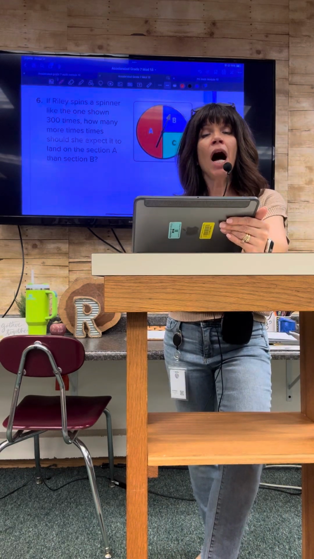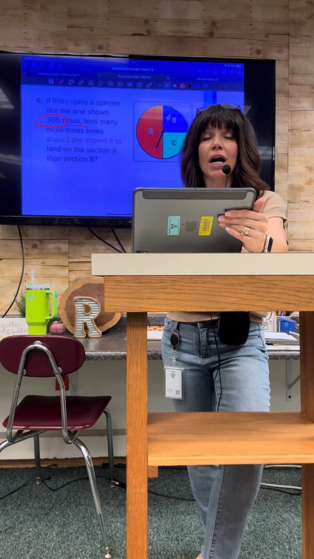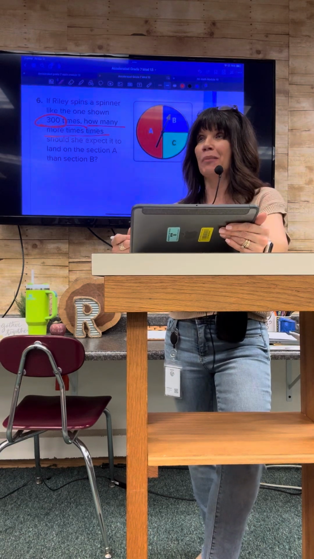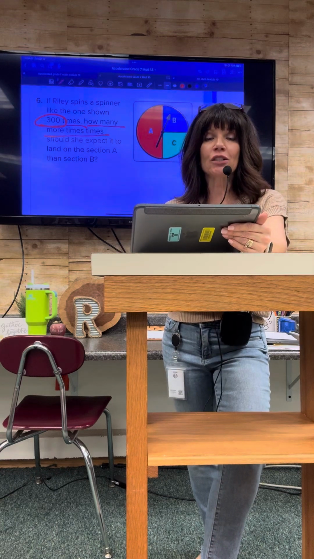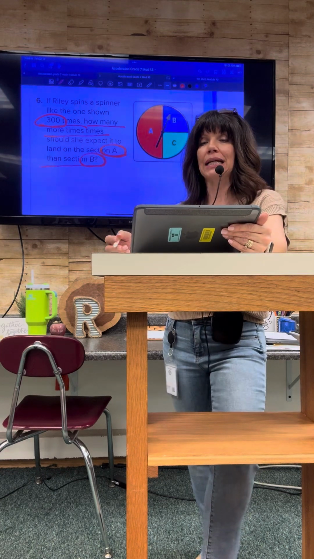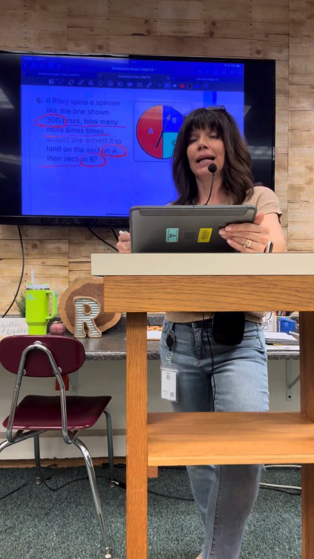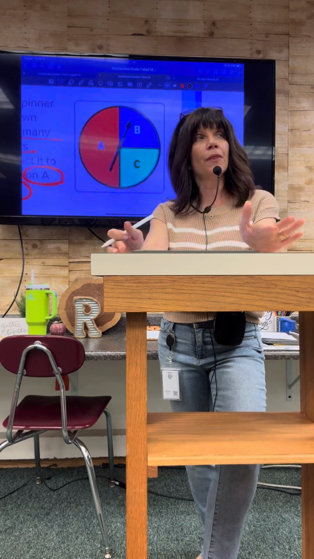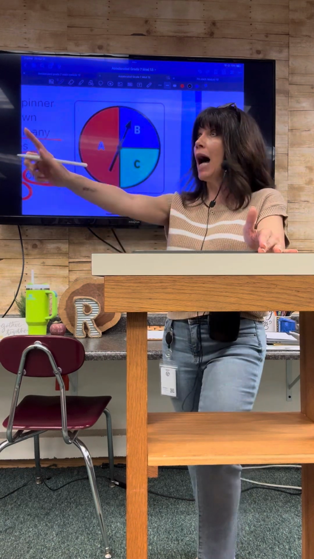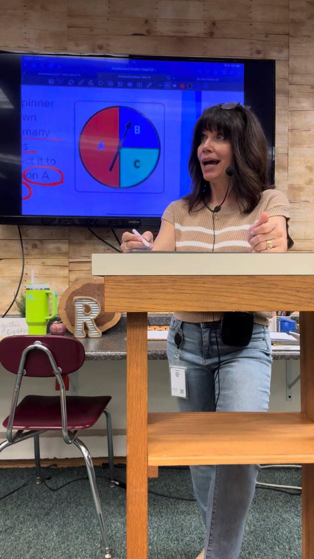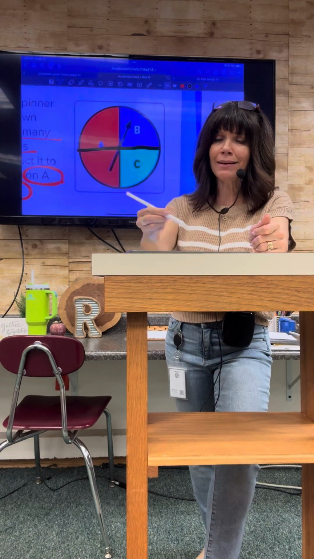This one, tons of children have not understood. So let's look at it for a moment. Maybe one of you can tell me what we should immediately do with it. Number 6, if Riley spins a spinner like the one shown 300 times, how many more times? Ooh, what does it sound like we're going to do at the end of the problem? Yes, excellent. Should she expect it to land on section A than section B? Do you agree? You can tell it's going to land on section A more than section B, right? Right. What should I immediately draw on this spinner? A line that does what? Crosses through A. You guys are brilliant.